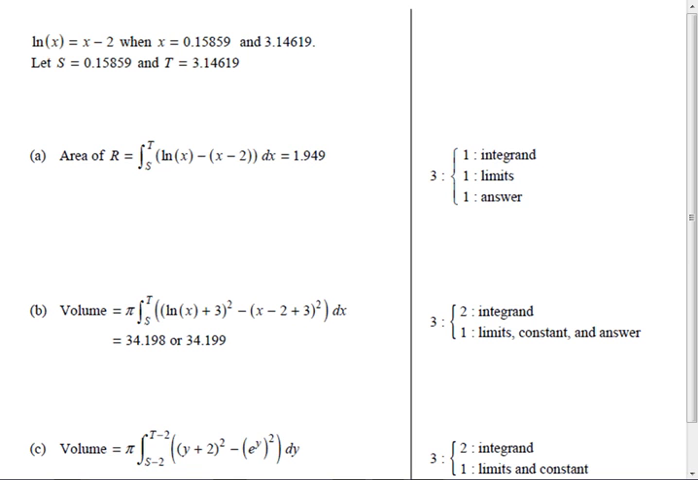Okay, first thing, you get a point for finding these intersection points. Now those are the x-coordinates. I don't know why they call them S and T, but they do. You can call them A and B. So you got 1 point right there.